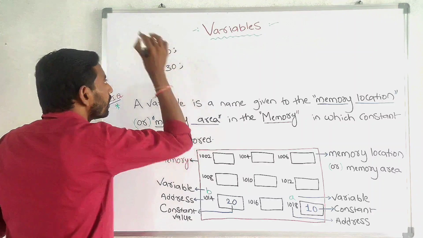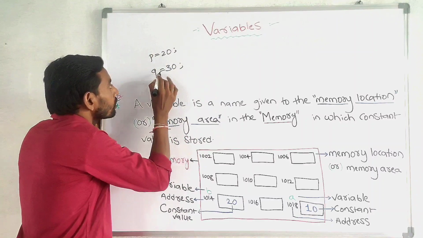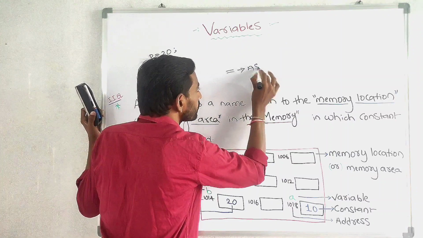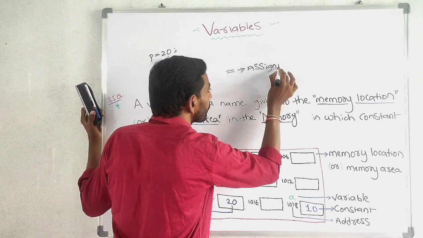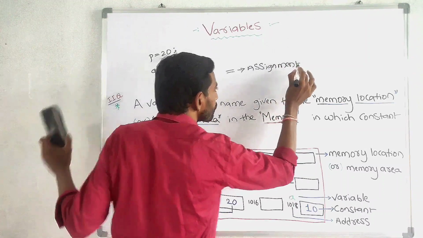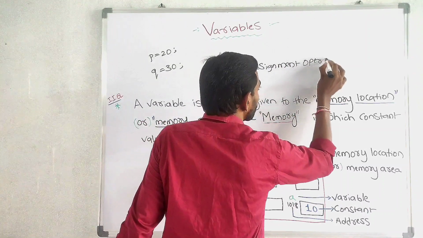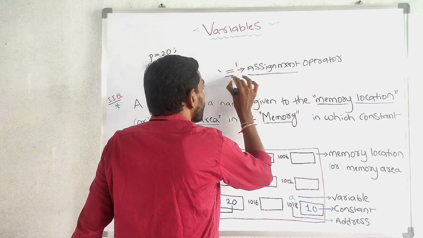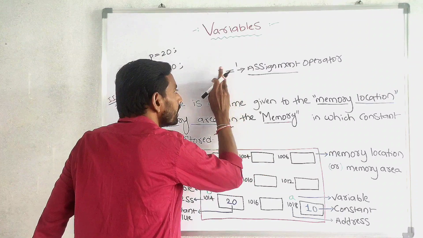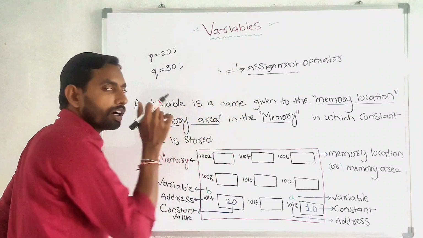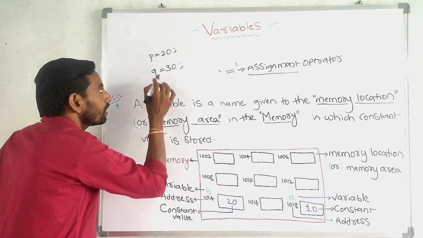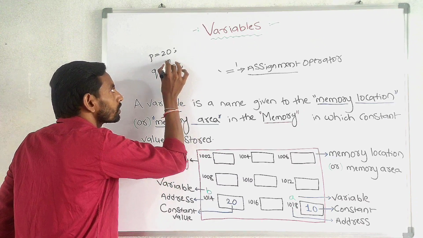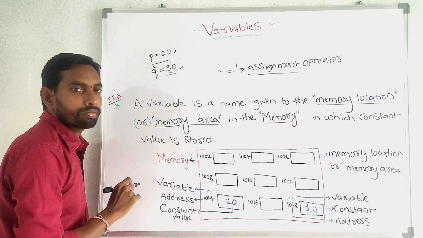If you go deep into the subject, this symbol is called an assignment operator. This symbol adds the right side constant to the left side variable.